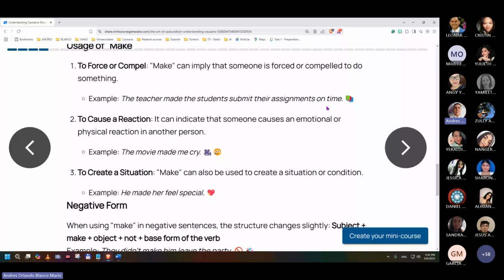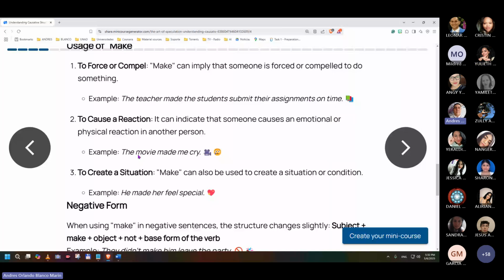The teacher made the students submit their assignments on time. Who is the subject? The teacher. And who is submitting the assignments? The students. Who caused the students to submit the assignments? The teacher. The teacher has the authority, and the teacher made the students submit their assignments on time.